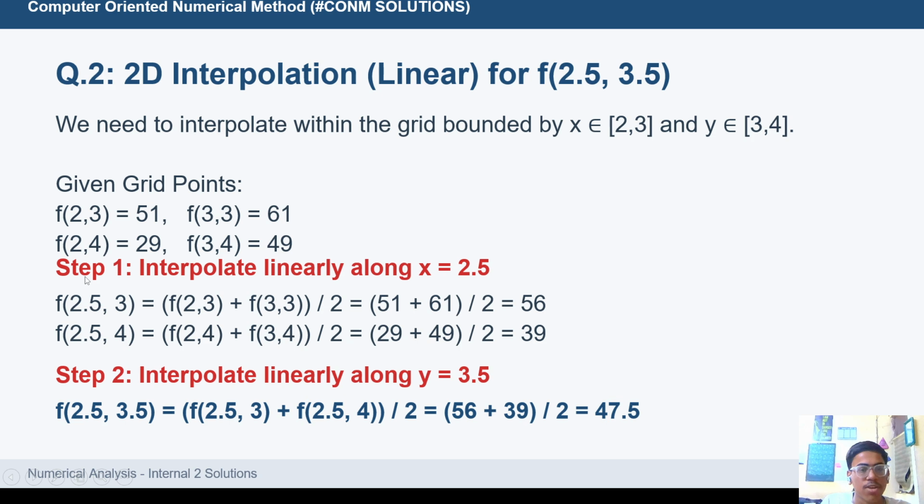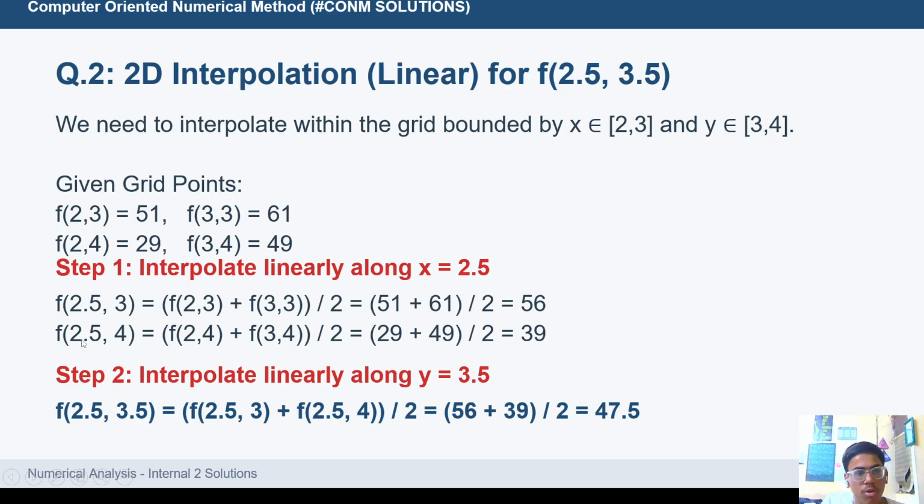For step 1, we will interpolate linearly along x equal to 2.5. So for f of 2.5, 3, as 2.5 lies between 2 and 3, it will be f of 2, 3 plus f of 3, 3 divided by 2. So the answer will come around 56.